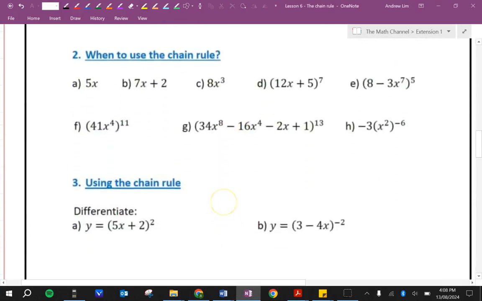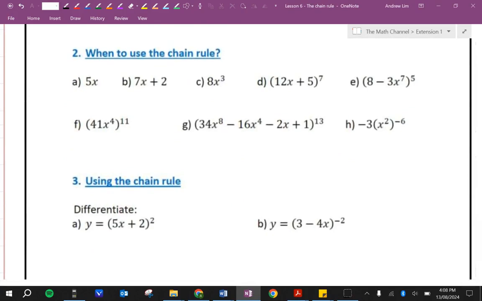So when do we use the chain rule? We use it when we've got something in brackets to a power. For question A, if I wanted to differentiate that, it's just 5. I don't need a chain rule, so no need. Same with B, it's just 7. C, that's just 24x squared, so don't need a chain rule. But this one here, yes, I need a chain rule because I've got something in brackets to a power.